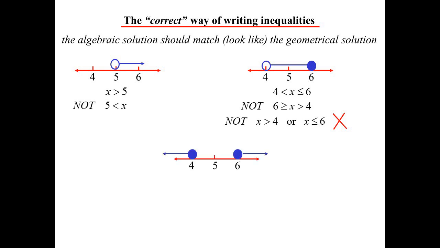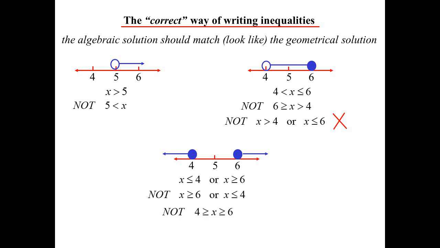Something like this, when the solutions are on the outside of 2 points, I would write it like that. Again, it looks like the picture. X is less than or equal to 4, it's going to the left. X is greater than or equal to 6, it's going to the right. I wouldn't write it that way round. Now technically it's not wrong, but it just looks ugly. It's pointing inwards and horrible. Okay, it's got to look nice.